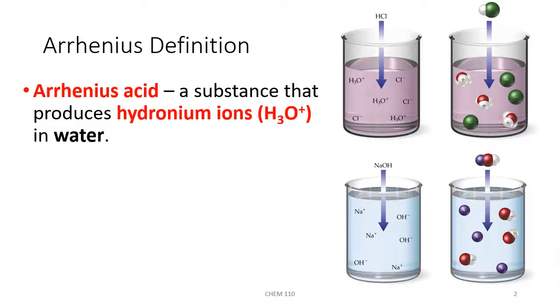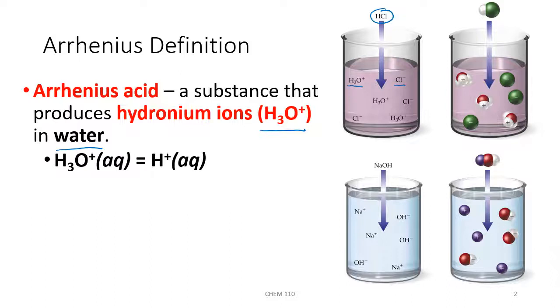An Arrhenius acid is a substance that produces hydronium ions, which is H3O+, in water specifically. That means if you were to take an acid such as hydrochloric acid and dissolve it in water, it would break up into two substances. It'd break up into hydronium ions and chloride anions.